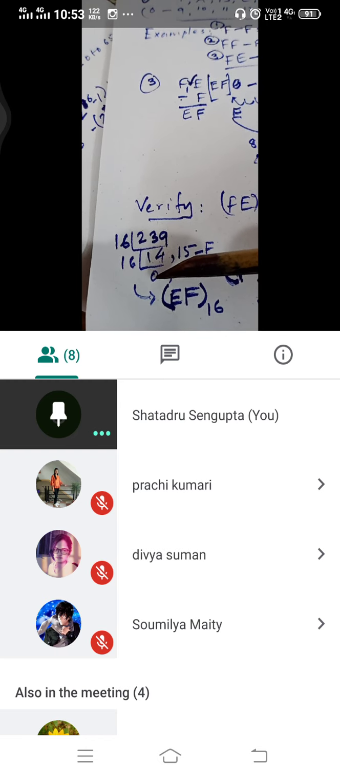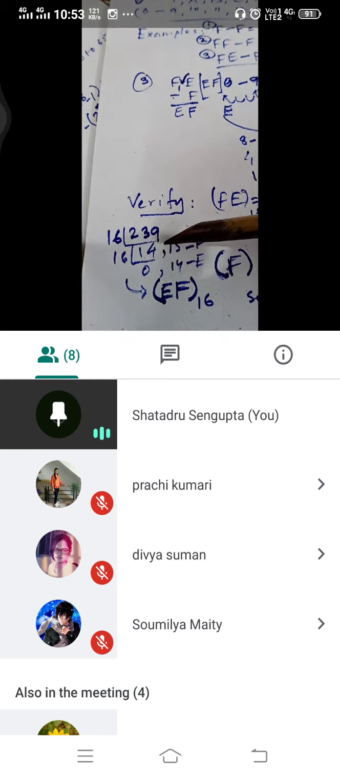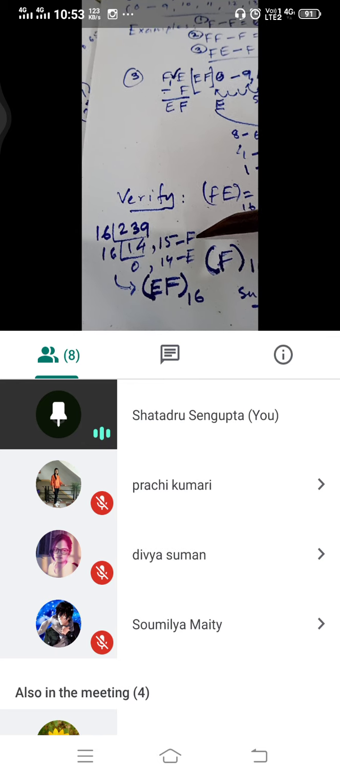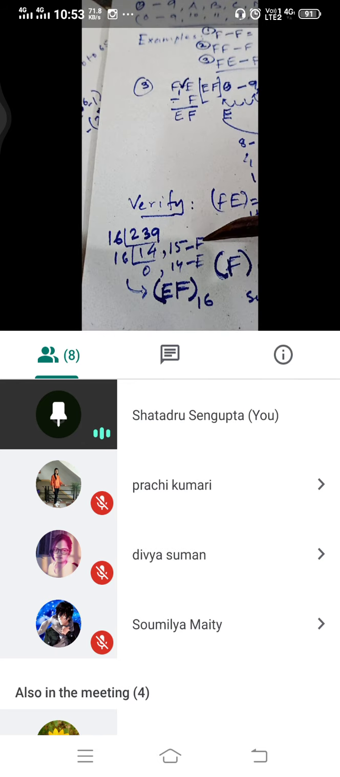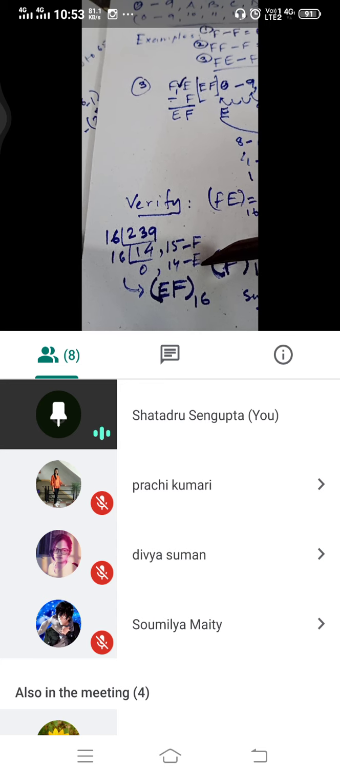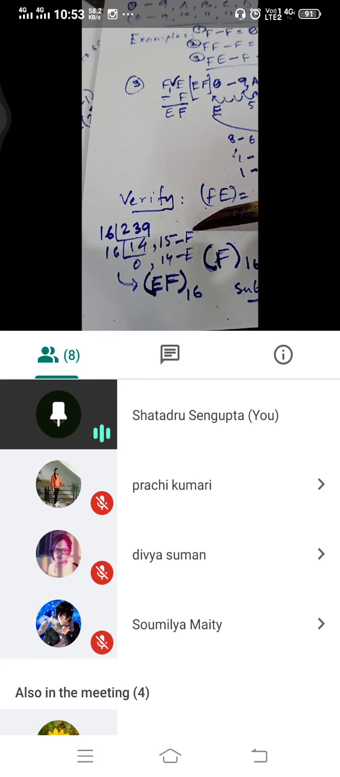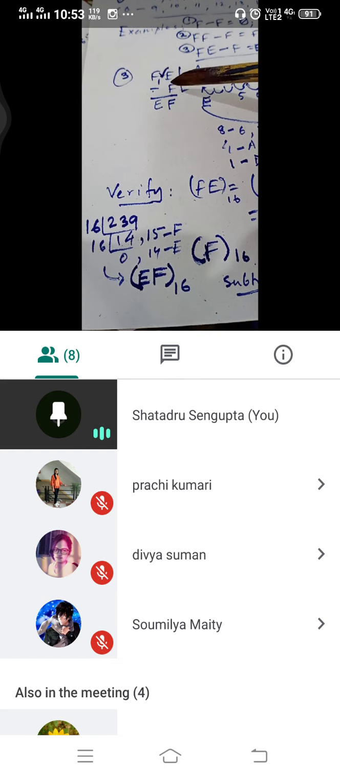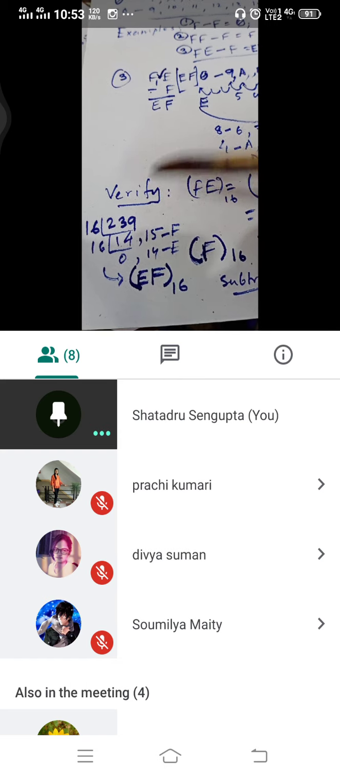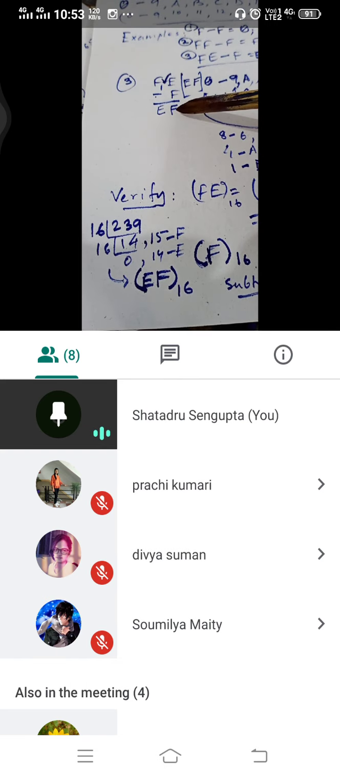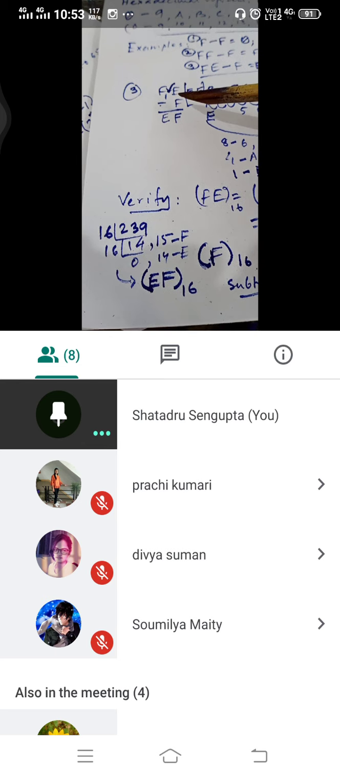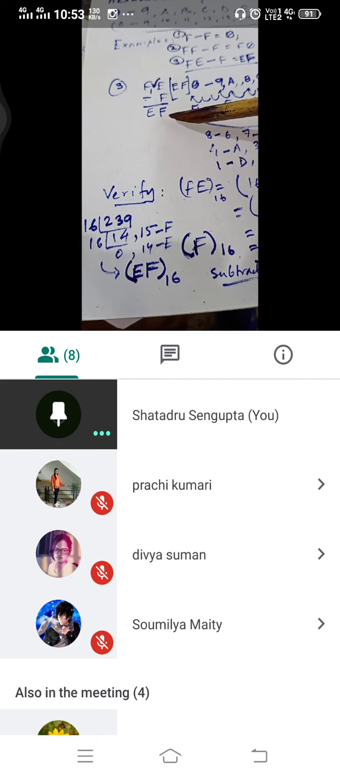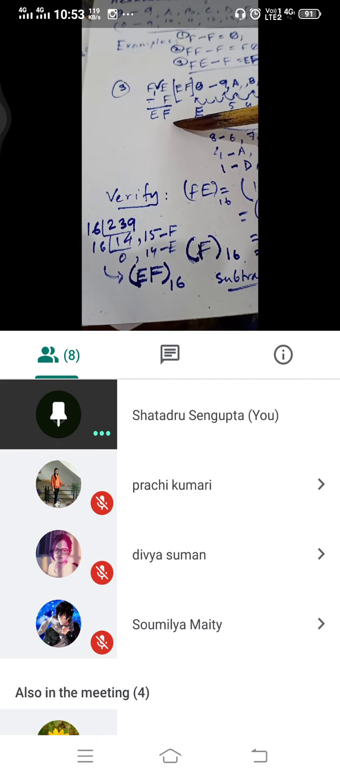16 goes into 14 zero times, and the remainder is 14. So 15 and 14 in decimal. Convert it: F and E. As you know, 15 is F, 14 is E. So reading from bottom to top, you get EF in base 16. So that's verified. EF, EF. So from decimal arithmetic, we verified that our hexadecimal arithmetic of FE minus F does actually yield EF in hexadecimal.